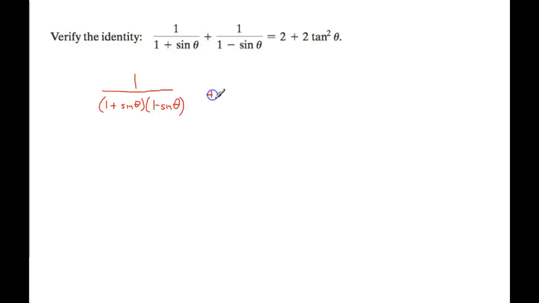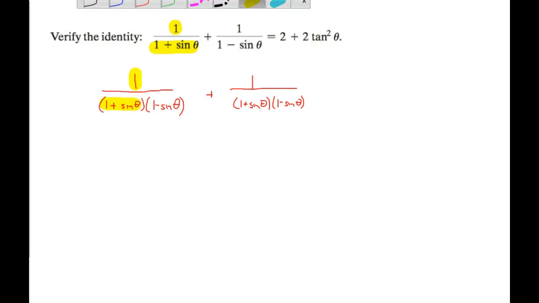Alright, and then plus, same thing, common denominator is going to be 1 plus sine and 1 minus sine. Alright, and again I had a 1 on the top. Now, what was there before? There before was a 1 over a 1 plus sine. So 1 and a 1 plus sine. So what's new? This piece right here is new. So I need to multiply the top by 1 minus sine theta.